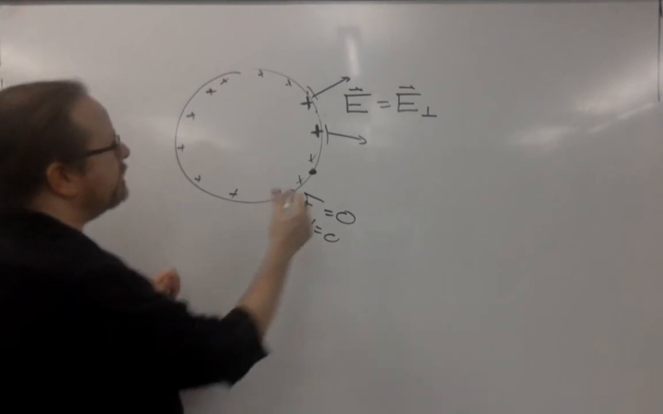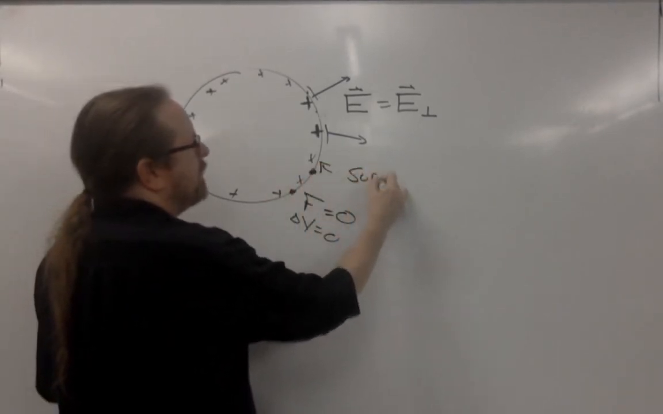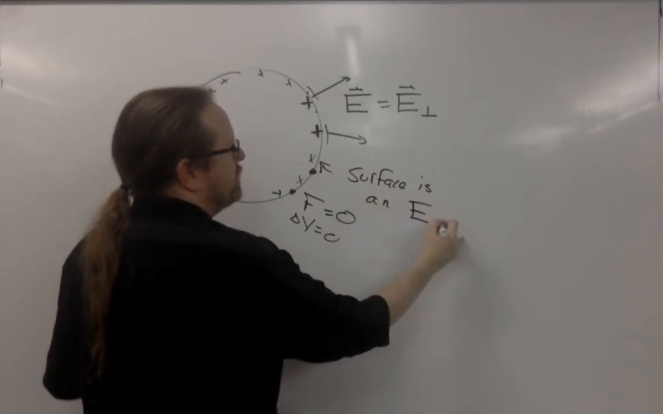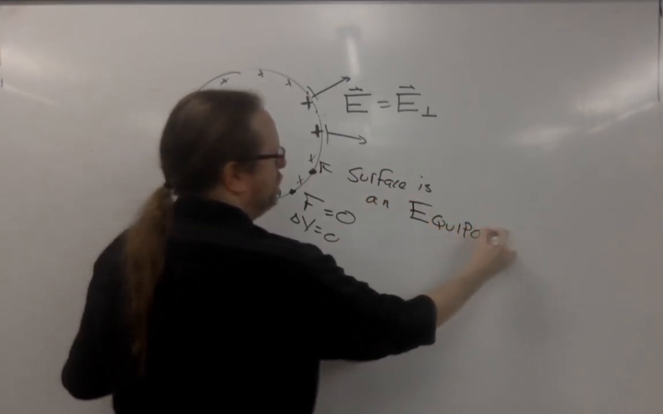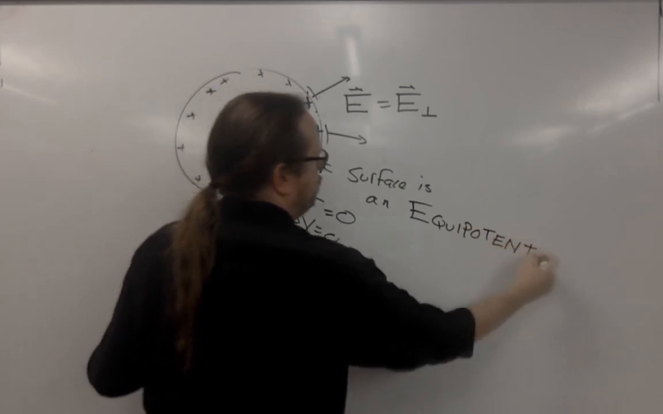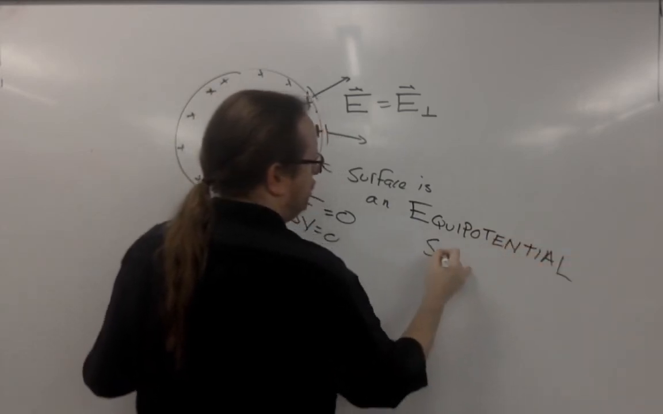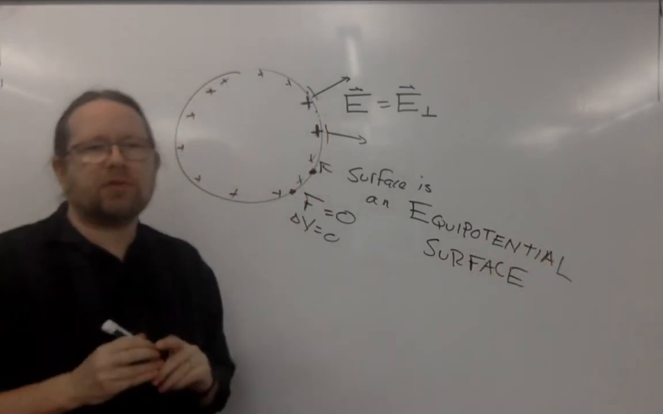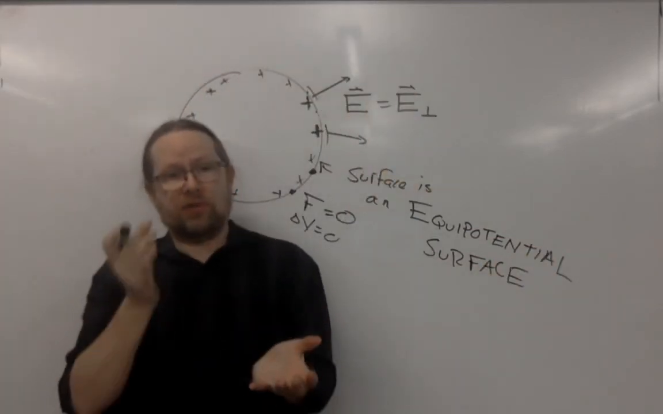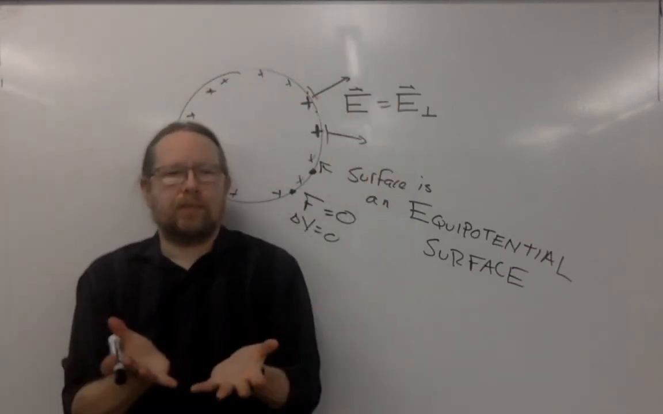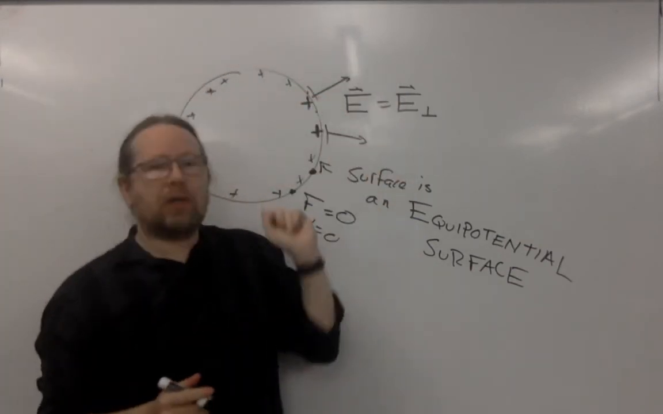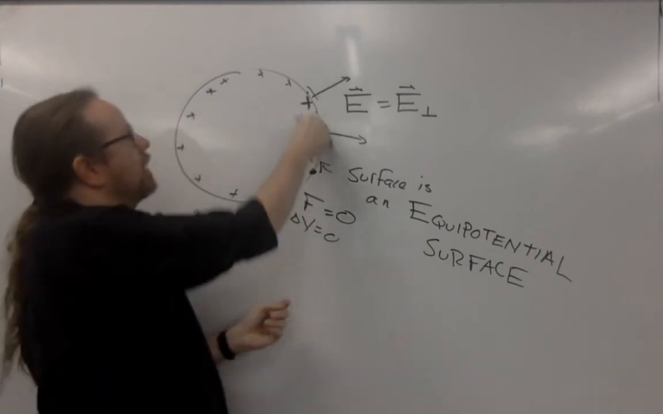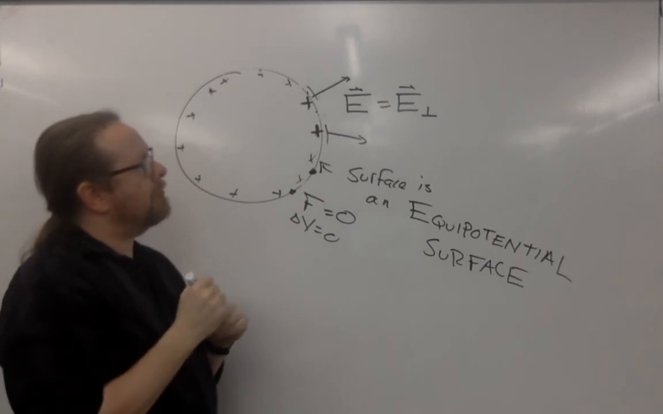That means that the surface of a conductor is what we call an equipotential. Usually when we talk about equipotential surfaces, we're talking about imaginary surfaces in space where every place on that surface the potential is the same. But when we're talking about the surface of a conductor, it is a literal physical equipotential surface. Every point on that surface has to be at the same potential.